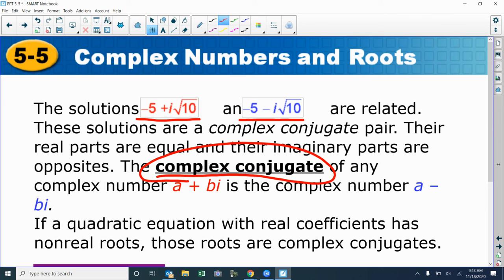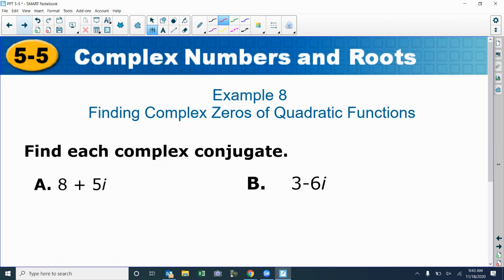I'm gonna ask you a couple simple questions here on this. So if we have 8, notice the real part's first. This is the real part. This is the imaginary part because it has what? i. So if I have 8 plus 5i, its conjugate's going to be 8 minus 5i. How do you like that?